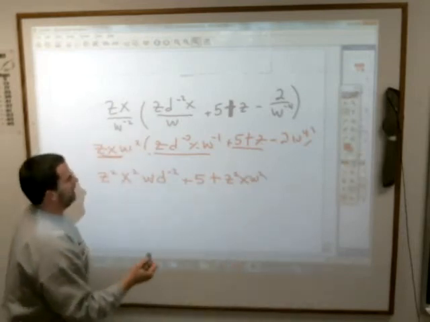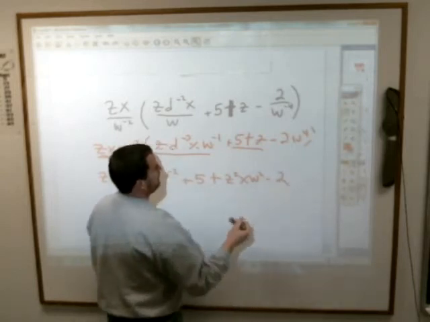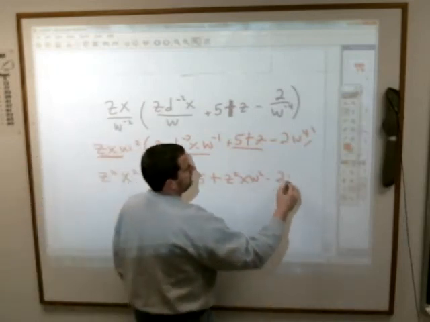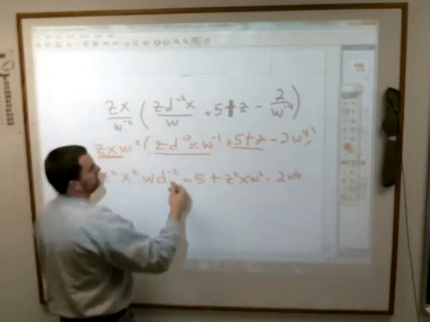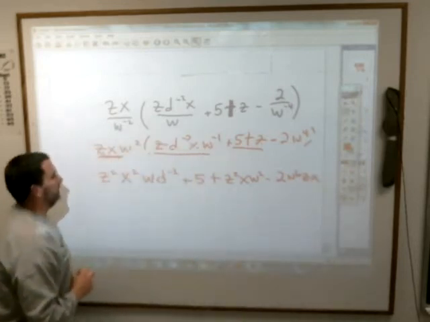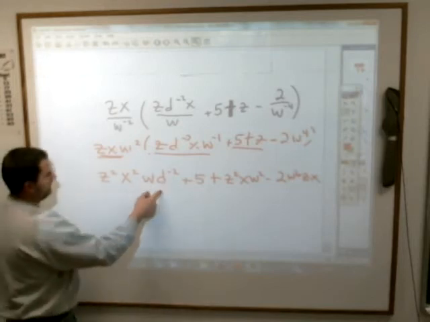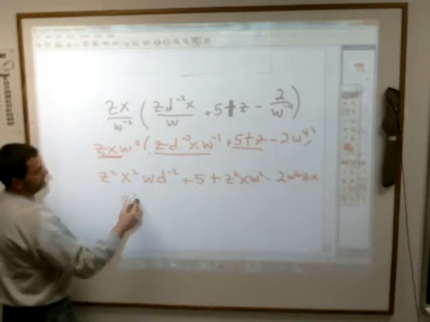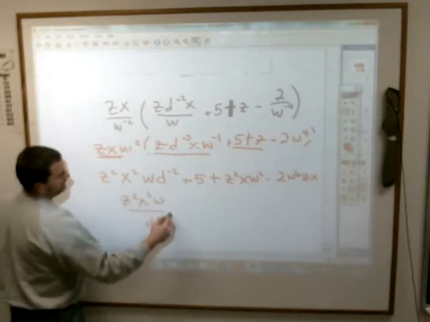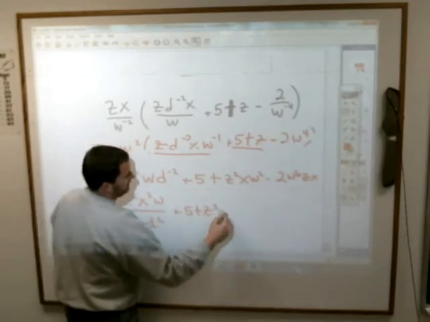Minus, is that a 2? There's a w to the 4th and a w squared, which is w to the 6th. And then you've got the z and the x. And that's all well and good. You just need to change one thing about the way it looks. Bring the d to the bottom. z squared x squared w over d squared plus 5 d z squared x w squared.